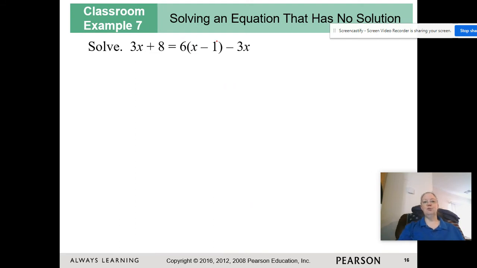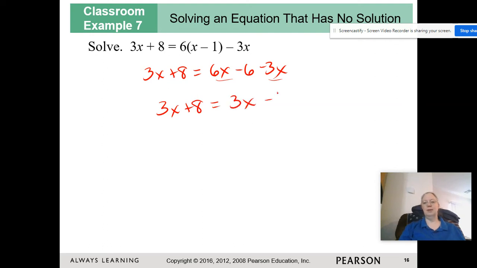All right, we are going to distribute the 6. 3x plus 8 is equal to 6x minus 6 minus 3x. We are going to combine like terms. So 3x plus 8 is equal to 3x minus 6. Get the x's on the same side. So we have 8 is equal to negative 6. Again, our variables canceled out, and all we're left with is constants, which are not equal to each other. When they are not equal to each other, we would say there is no solution.